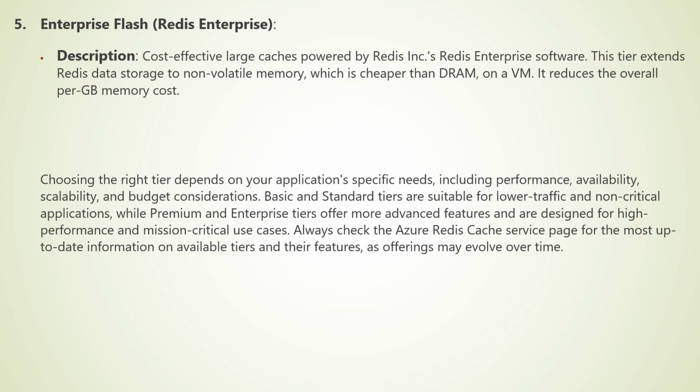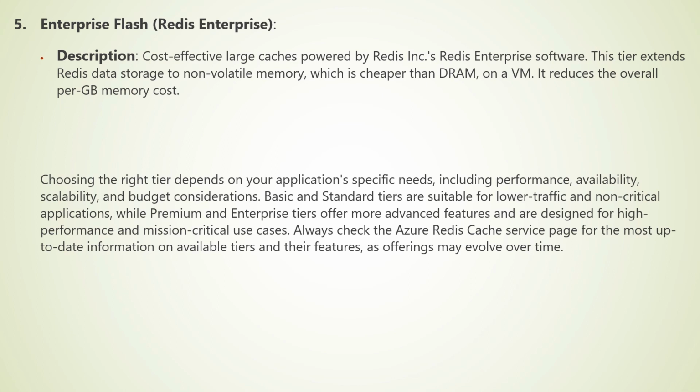5. Enterprise Flash, Redis Enterprise. Description: cost-effective large caches powered by Redis Incorporated's Redis Enterprise software. This tier extends Redis data storage to non-volatile memory, which is cheaper than DRAM on a VM. It reduces the overall per GB memory cost.